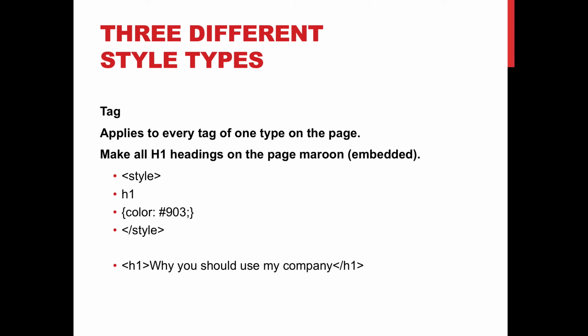Lastly, there's tags. It applies to every tag of one type. So instead of grouping various things together into a class or styling a really specific thing, you can just say, hey, every header tag, do this. Or all the paragraph tags, do this. So in this case, we say H1, and then we say, hey, the color is this hashtag 903, and then why you should use my company. Whenever this shows up on the screen, it's going to be styled with this color. Okay?